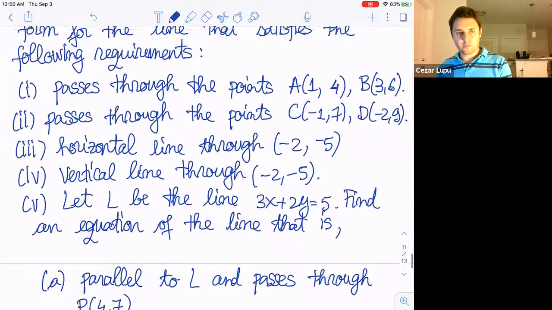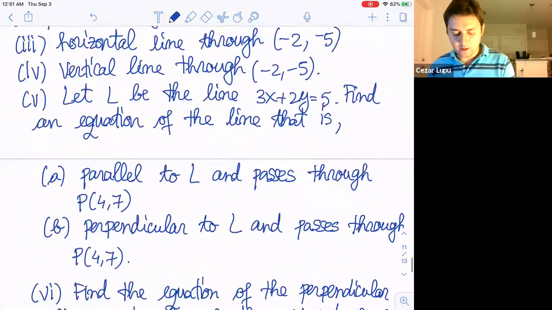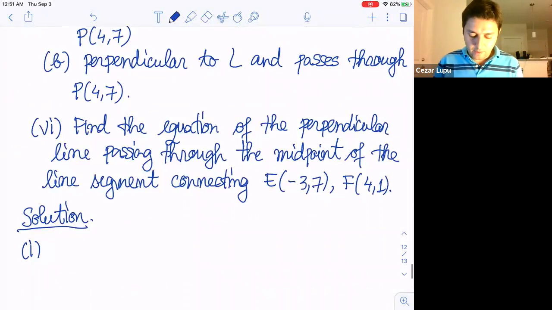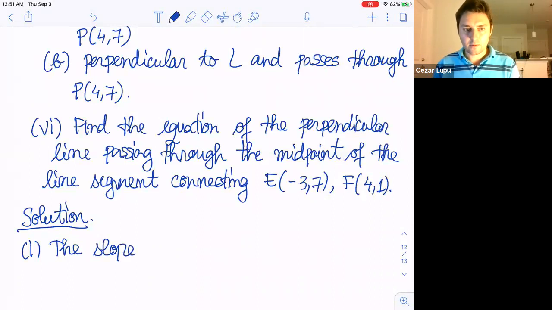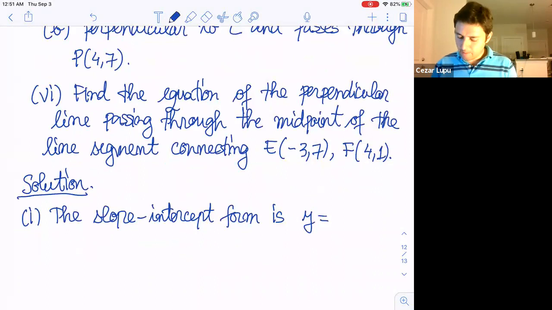And now let's see, what does the first one ask us to do? We need to find the equation in slope-intercept form. Well, remember what the slope-intercept form is, of the line that passes through these points. Let me remind you that the slope-intercept form is y = mx + b, right?